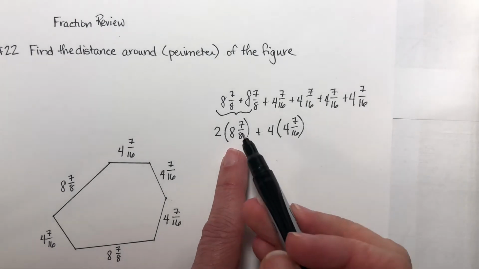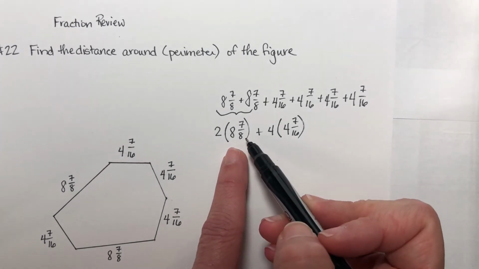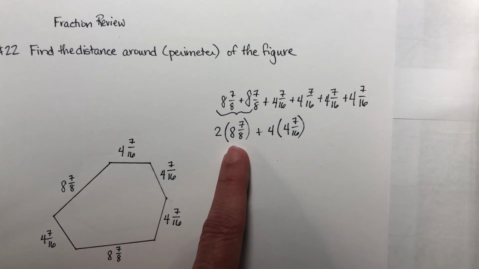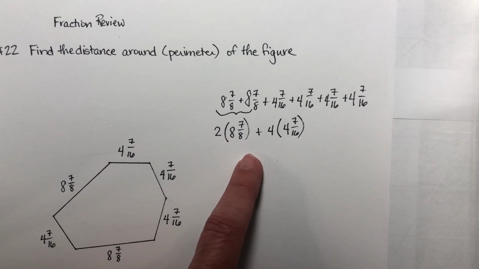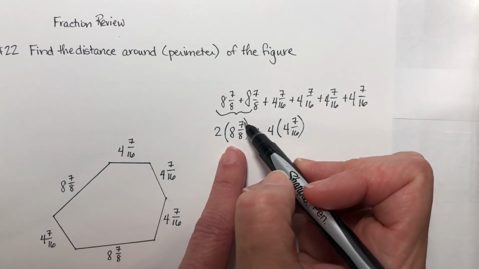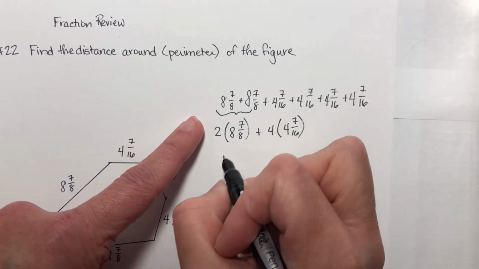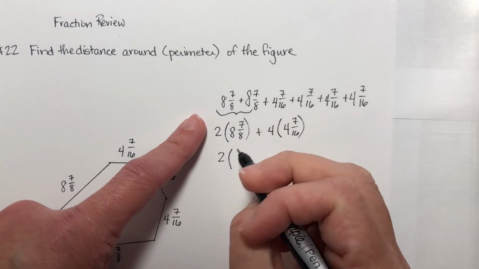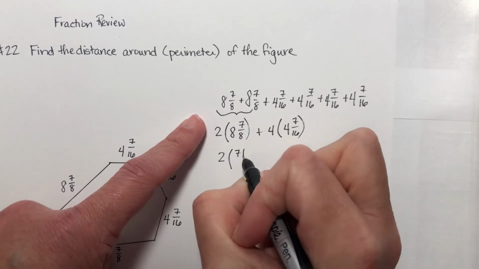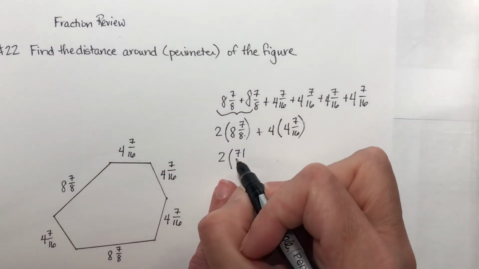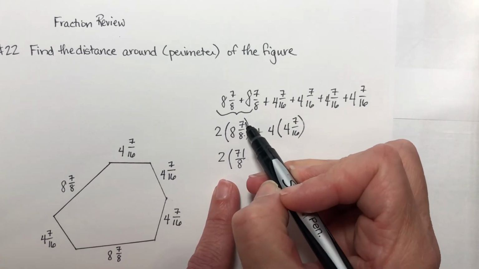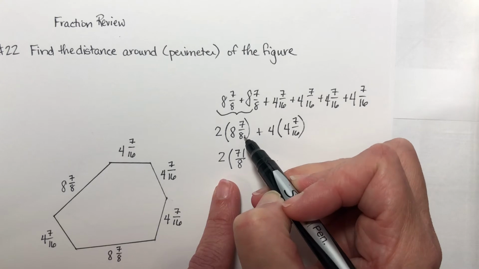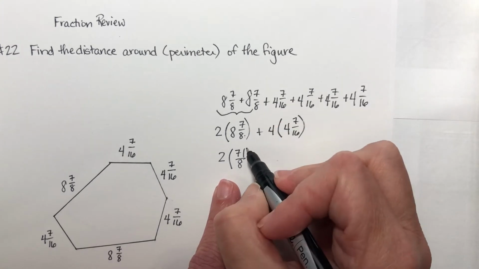Okay, so if we want to work this, what's going to make it easier is if we turn it into an improper fraction. And to change it to an improper fraction, we do around the world. 8 times 8 plus 7 is 71. So this is 2 times 71 over 8. 8 times 8, 64, plus 7 got me to 71. That denominator is an 8, this is an 8.